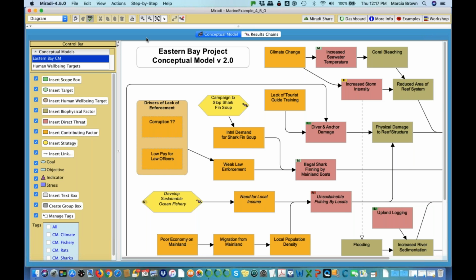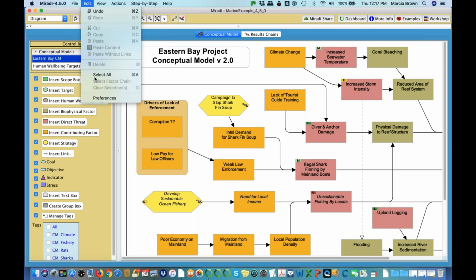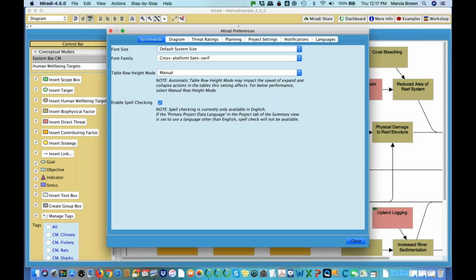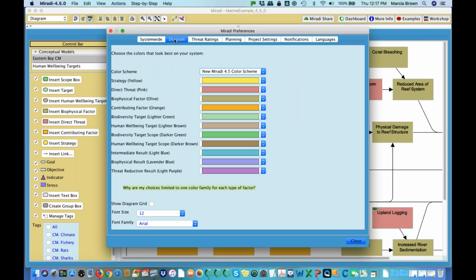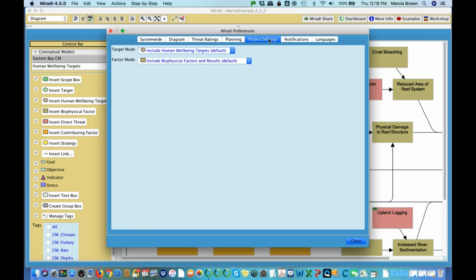Great, thank you guys. So this is a new version of Marathi, 4.5, that just came out. And if you go under your preferences, you guys can see that there's some slightly different colors and fun things in Marathi these days. But anyway, to turn on those brown factors, you go to, where is it? Project settings? Yes, project settings. Under the preferences, under project settings, the factor mode, the default, oh good, the default these days includes biophysical factors and results.